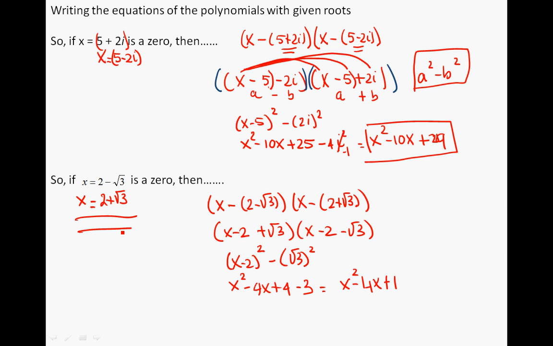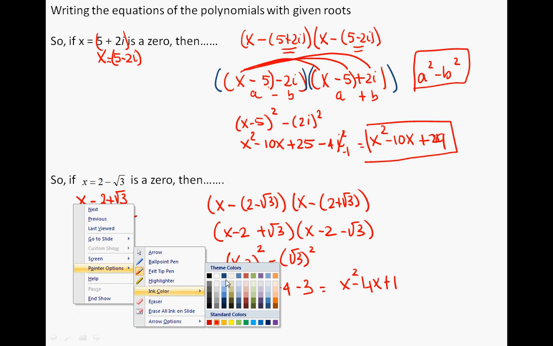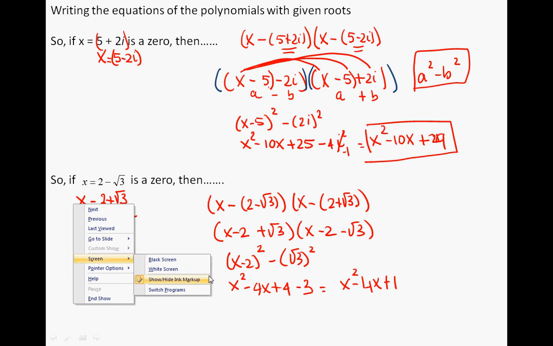Okay? So I purposely picked two positive numbers now. So if this had been a negative 2 minus the square root of 3, what would have changed in this problem? Well, let's write the changes down, and we'll do this in blue a little bit, and we'll see what happens.